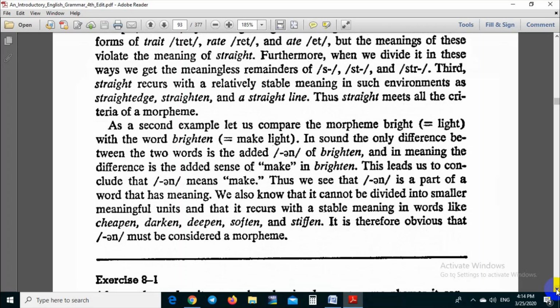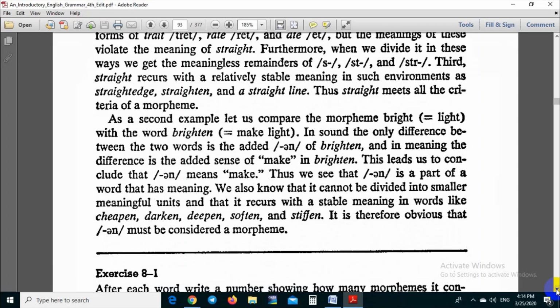Yes, as a second example, let us compare the morpheme bright and the word brighten, meaning make light. In sound, the only difference between the two words is the added n, and in meaning the difference is the added sense of make in brighten. This leads us to conclude that n means make. Thus we see that n is a part of a word that has meaning.